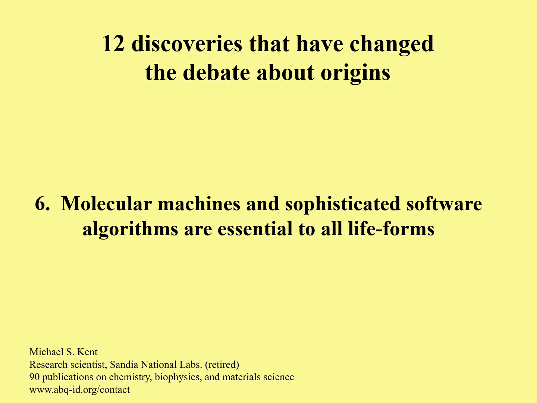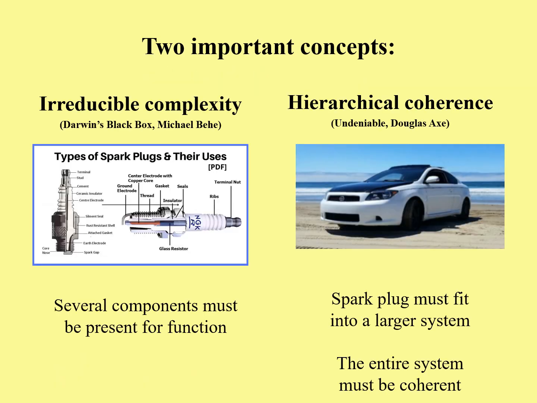Discovery number 6 is that molecular machines and sophisticated software algorithms are essential to all forms of life. Two important concepts are helpful in deciding whether molecular machines and software algorithms represent informational discontinuities. The first concept is irreducible complexity.